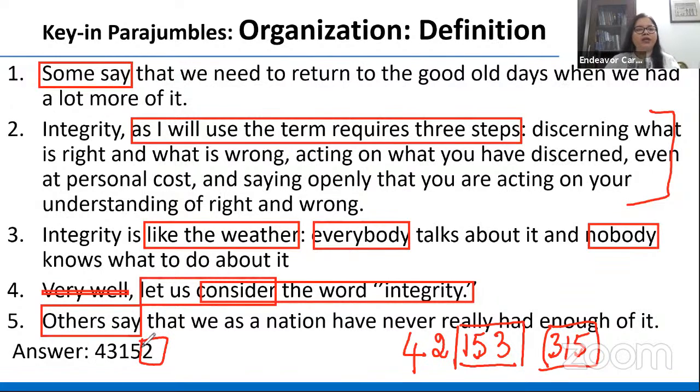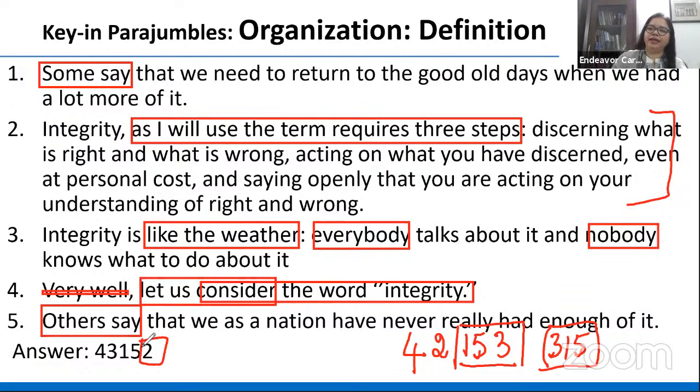Second reason why you cannot have 3 at the end is, when you have a sentence like this, which appears like it's concluding, some say this, others say this, therefore integrity is like the weather, everybody talks about it, you need a conclusion word there. The sentence has no conclusion word, which means I cannot place this at the end. This should be something that comes close to the start.